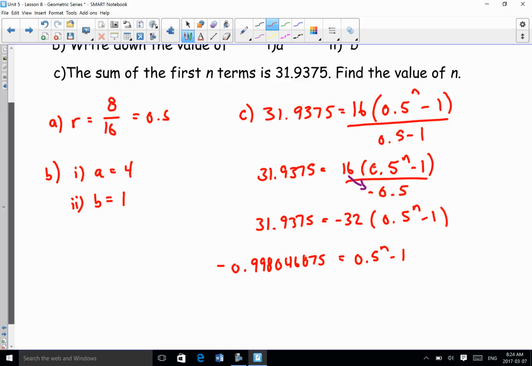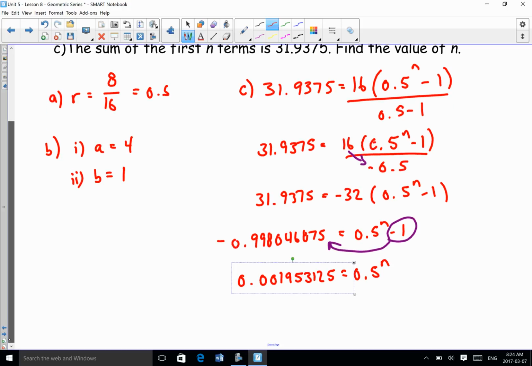Well, if I bring that 1 to the other side and add it, and bring this one over here and add it, we're going to get 0.001953125 equals 0.5 to the n. Well, that looks like an exponential equation. I can solve this by using guess and check. And I know there has to be an answer that comes out to 0.5 to the power of something because it's the sum of a sequence. It's not a decimal answer.